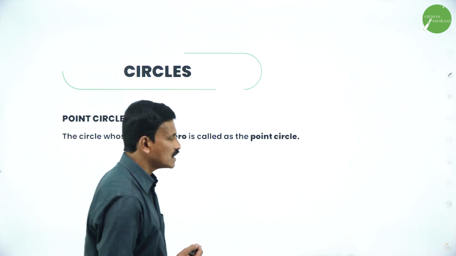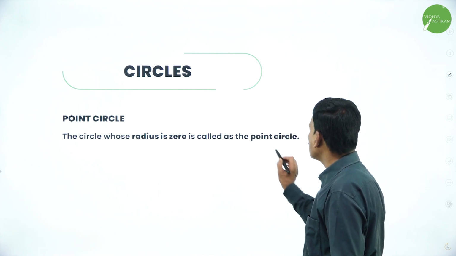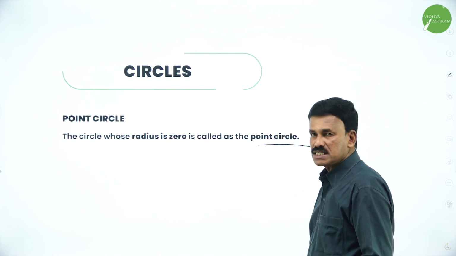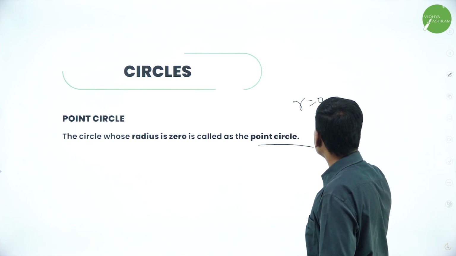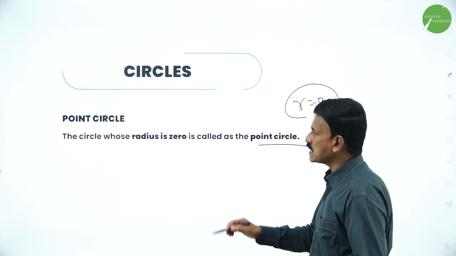Now based on this, let us take an example. The circle whose radius is 0 is called the point circle. If the radius of the circle is equal to 0, then such a circle is called the point circle.